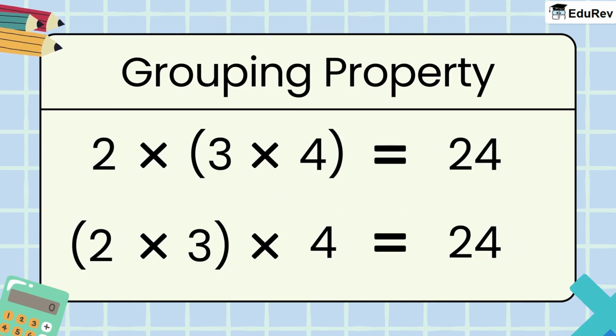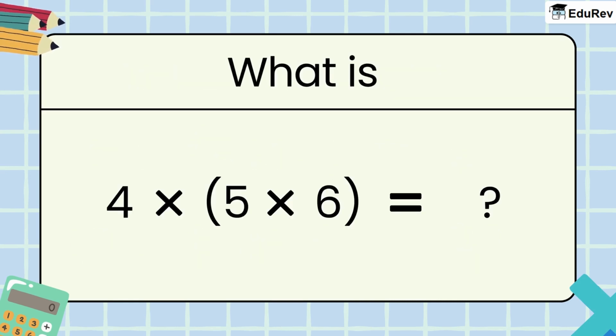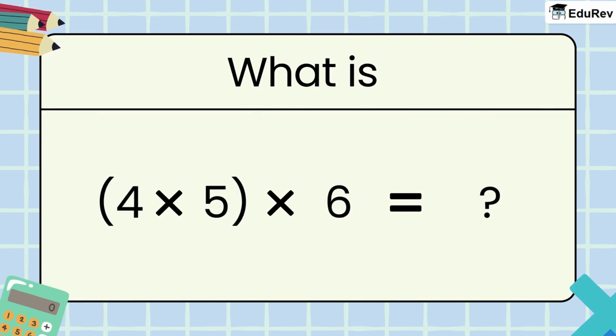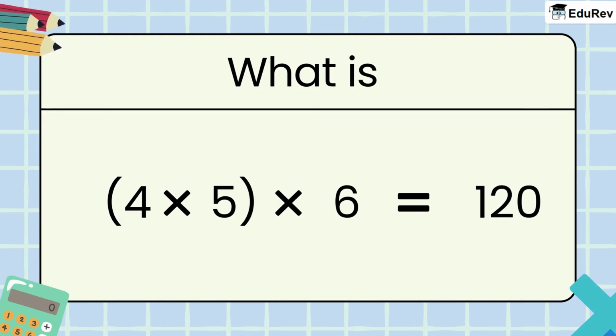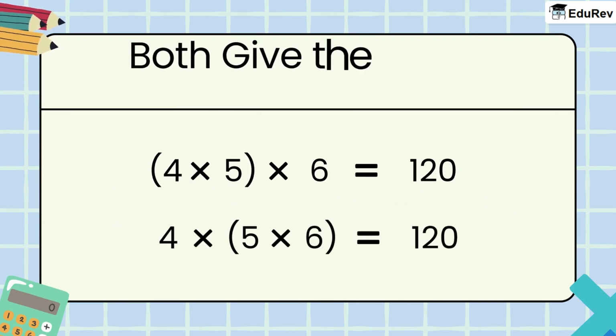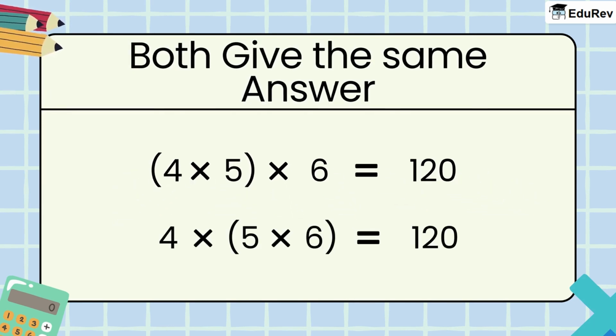As you can see, both expressions give the same answer, 24. Now, let's look at another example. Can you tell me what is 4 times 5 times 6? Correct. It is 120. Now, tell me what is the value of 4 times 5 times 6 when grouped differently? Yes, it is 120. So, both expressions give the same answer, 120.